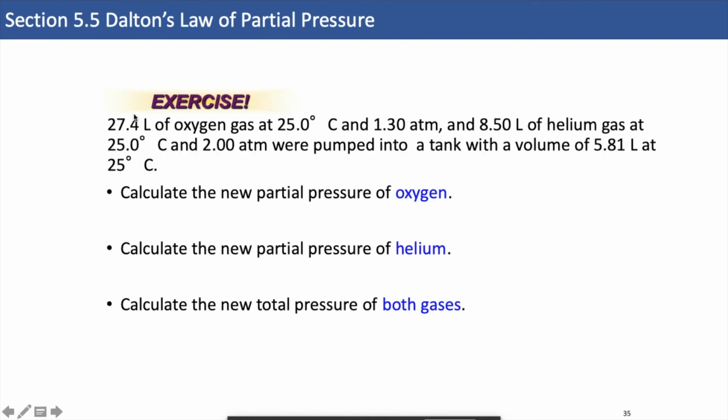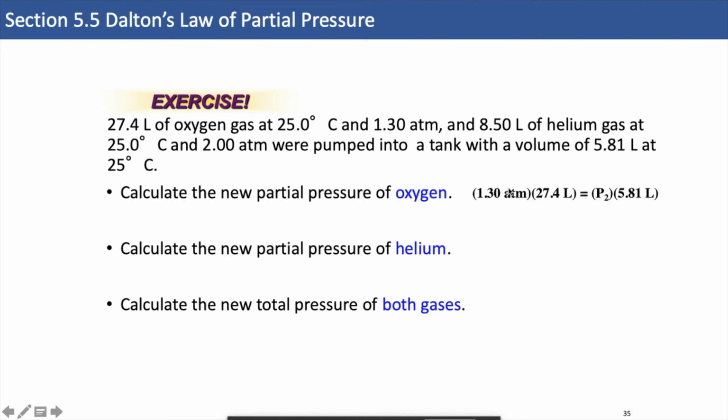Here's another one: 27.4 liters of oxygen at 25 degrees Celsius and 1.30 atmospheres, and 8.50 liters of helium at 25 degrees Celsius and 2 atmospheres were pumped into a tank with a volume of 5.81 liters at 25 degrees Celsius. Calculate the new partial pressure of oxygen, helium, and then the total pressure of both gases. All right, we can do that.